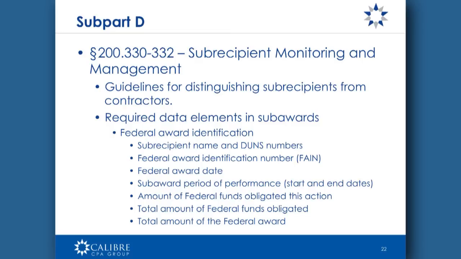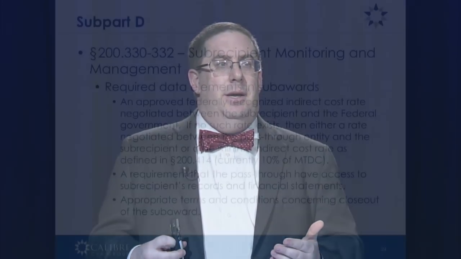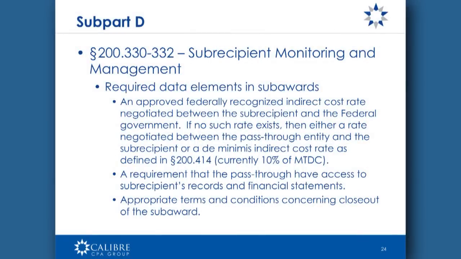So what they put in there that you need is some required data: the description, the CFDA number, the indirect rate. That's one of the areas they've expanded upon, basically stating that you have to provide the subrecipient with an indirect rate. So if they have a negotiated indirect rate themselves, you have to use that. You have to negotiate a rate, or you can agree to a 10% rate, what they call the de minimis indirect rate. But there has to be some rate in there to allow the subrecipient to properly treat their indirect rates. Again, in the subawards, it's got to be a requirement that you have access to the subrecipient's financial statements and their records. So essentially, it's an audit clause, right? It gives you the right to go into the subrecipient and audit them and make sure that they're spending the money the way you want it to be spent in accordance with the grant.